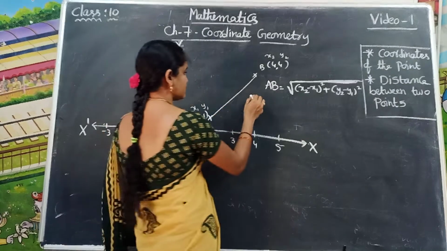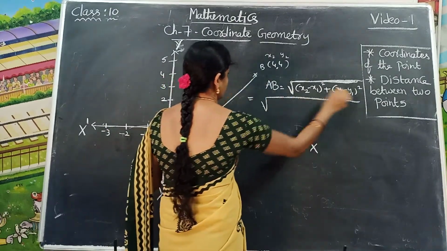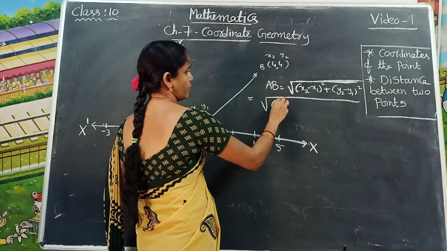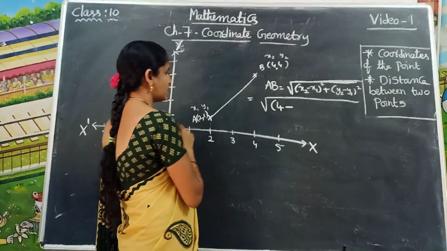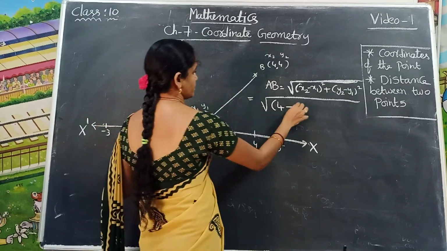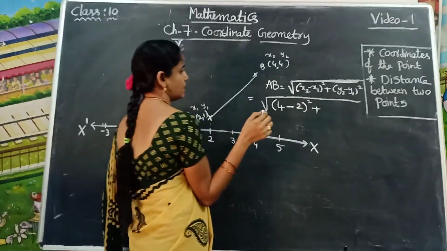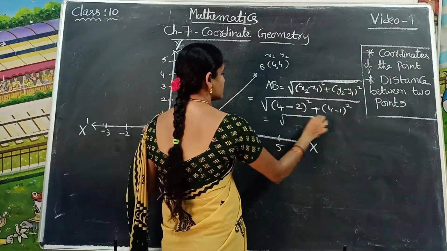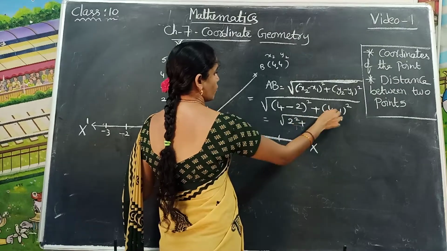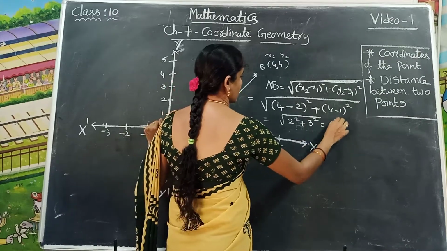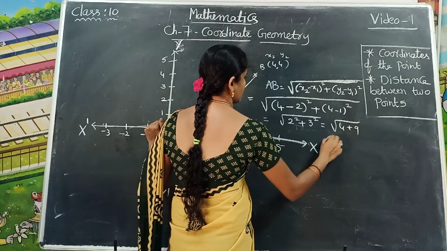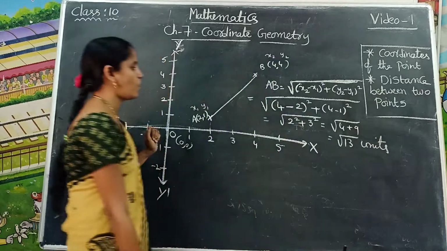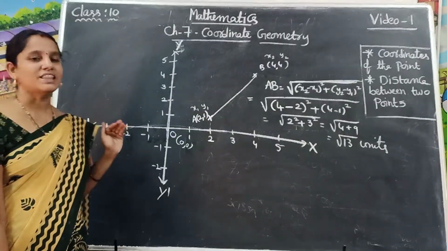What is the formula here? x2, what is x2 here? 4. Open the bracket, 4 minus x1, what is x1 here? 2, whole square, plus y2, 4 minus 1, whole square. 4 minus 2 is 2, 2 square. 4 minus 1 is 3, 3 square. 2 square means 4, 4 plus 9 is 13. So the distance between the 2 points A and B is root 13 units.